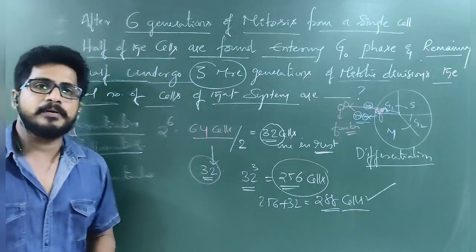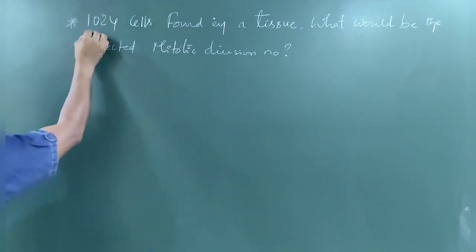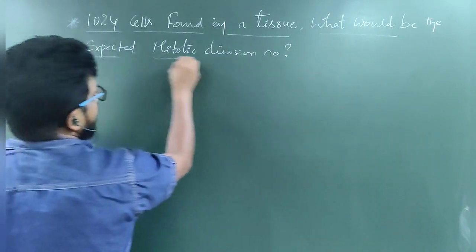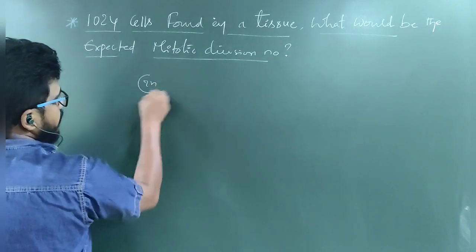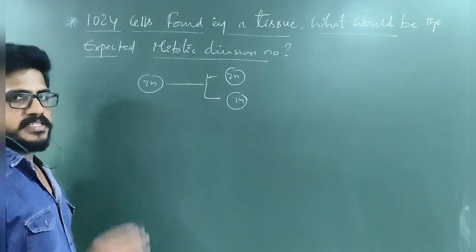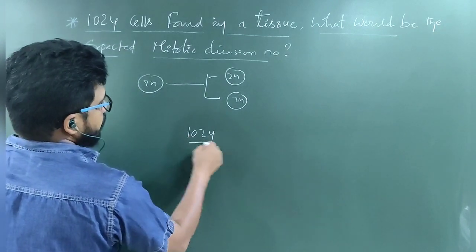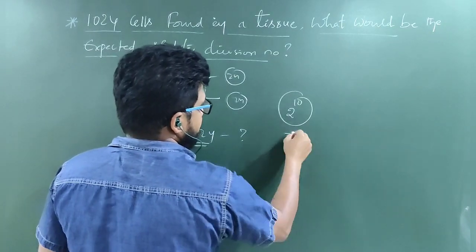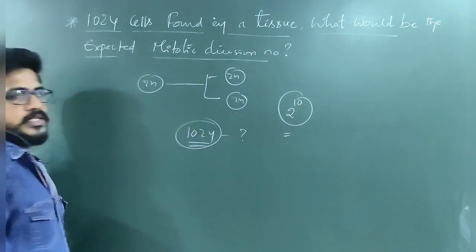Let us see another simple model. 1024 cells are found in a tissue. What would be the expected mitotic division number? So, if one diploid cell undergoes mitosis, two diploid cells will come. No matter what, the number of cells is 2. So here the total number of cells is 1024. Then how many divisions occur? So 2 to the power of 10 is the direct answer. Clear? So 2 to the power of 10 is 1024.